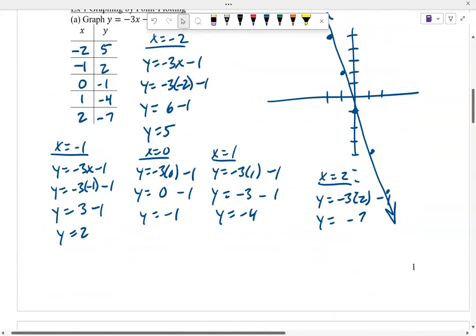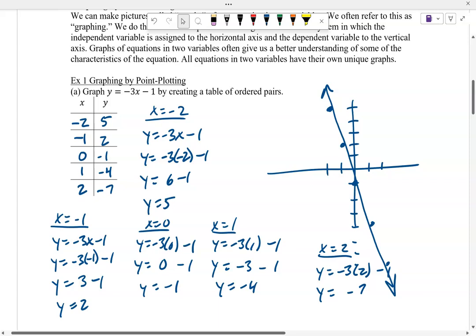Whereas over here, this one was decreasing. Its slope is actually negative. As I increase in x values, my y values decrease as I go along. So it's going down and to the right.